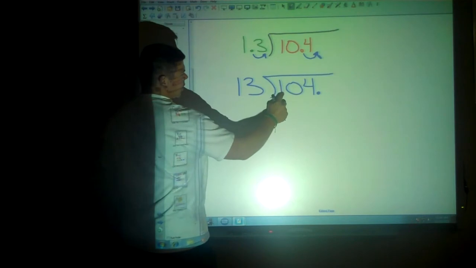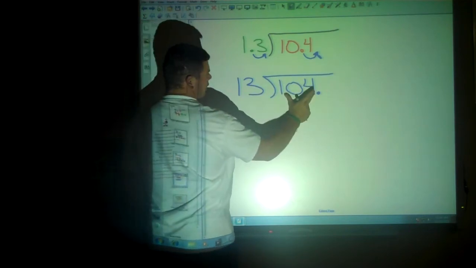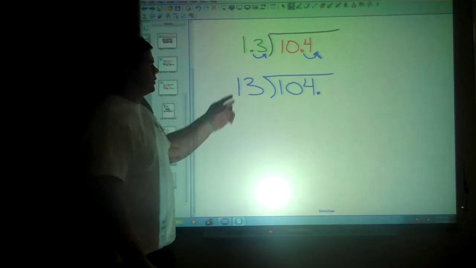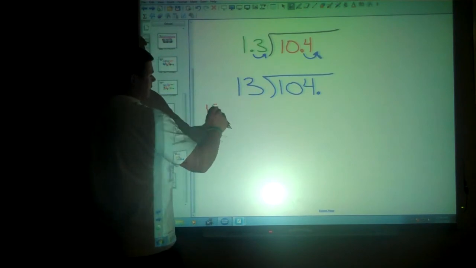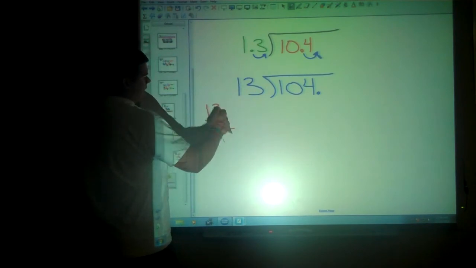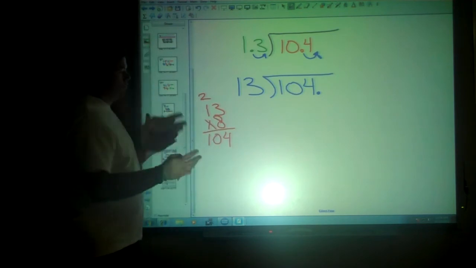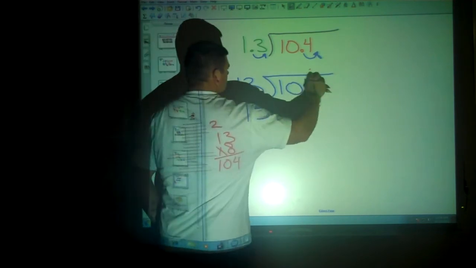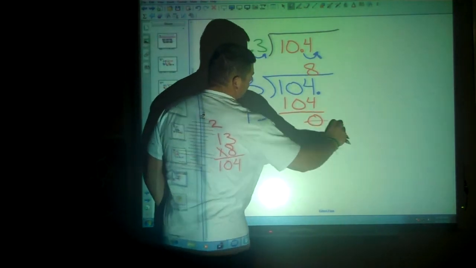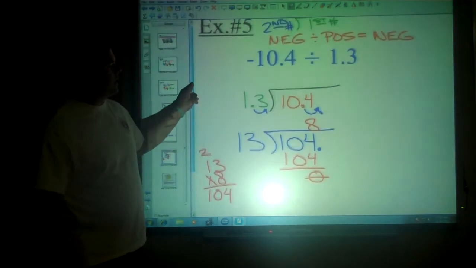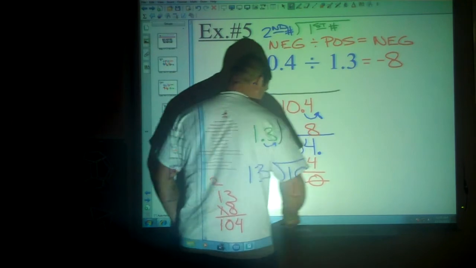Now, can 13 go into 1? No. Can 13 go into 10? No. Can 13 go into 104? Certainly. 13 times 10 is 130, so it must be less than that. I think 13 times 8, let's take that as a guess. 8 times 3 is 24, carry the 2. 8 times 1 is 8, plus the 2 makes 10. Go figure, it goes in exactly 8 times. So 8 times 13 is 104, and we've got no remainder. Now we already said the answer should be a negative, so we'll say this is negative 8.